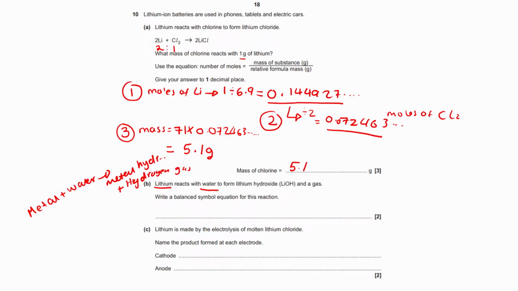So they've told us one of the products already, lithium hydroxide. So we need to write down a balanced symbol equation. Lithium plus water, H2O, should give us lithium hydroxide plus H2, because there's always hydrogen gas. It says a gas is produced, that's hydrogen gas, because the general equation is metal plus water gives us metal hydroxide plus hydrogen gas. So this would give you 1 mark.